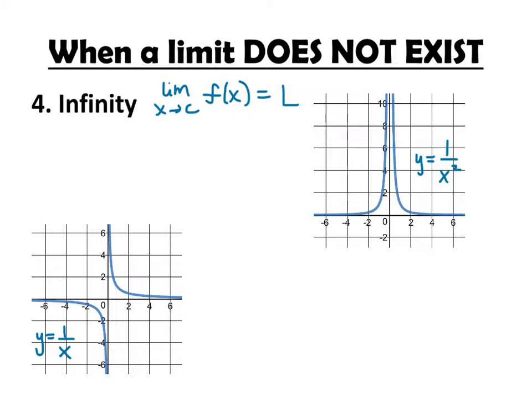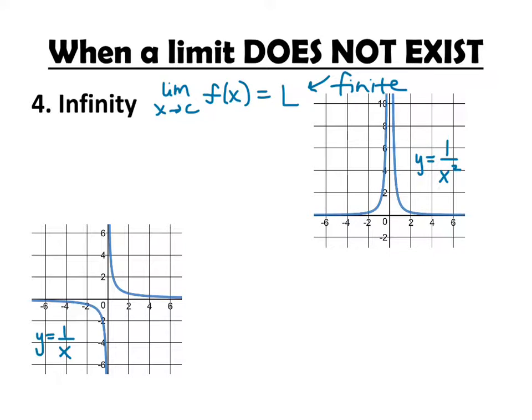According to the definition of a limit, if the function does not approach a finite value or a fixed value, the limit does not exist. The limit as x approaches some number c of some function f of x equals capital L, then we need the capital L to be a finite number. In other words, the limit must converge to a finite number L.